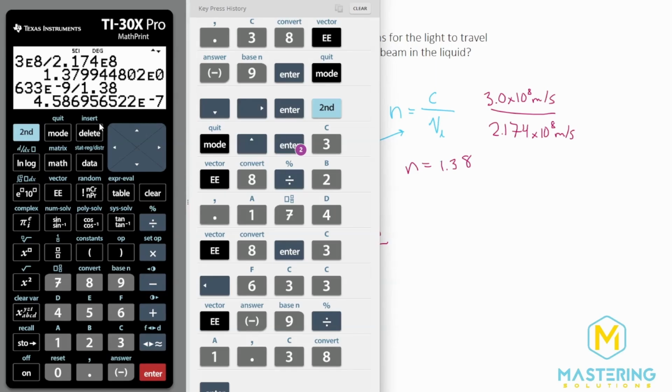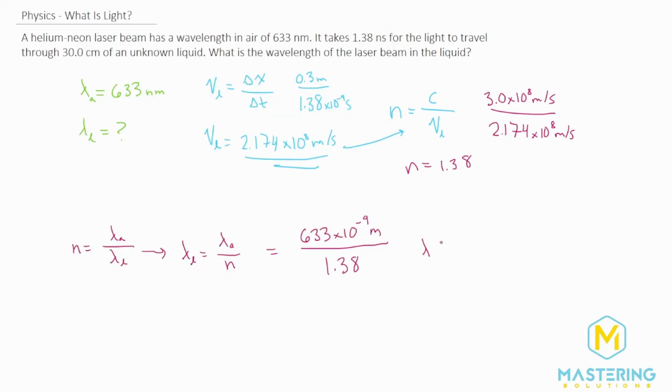Usually wavelengths are listed in nanometers, at least for light. So let's move that over, which gives us 458.6. So the lambda for the liquid is going to be 459 nanometers. And that is your answer.